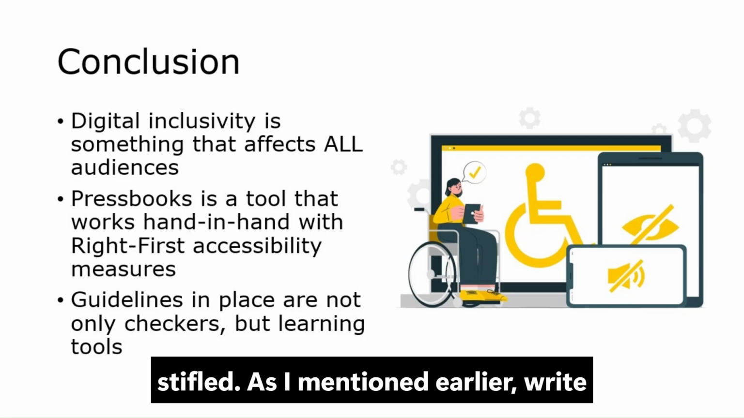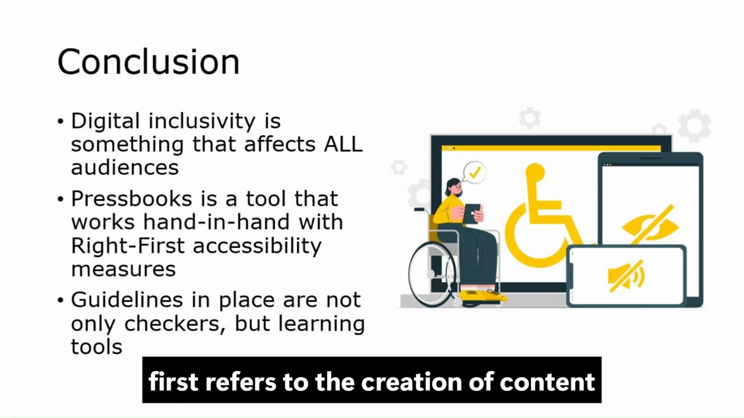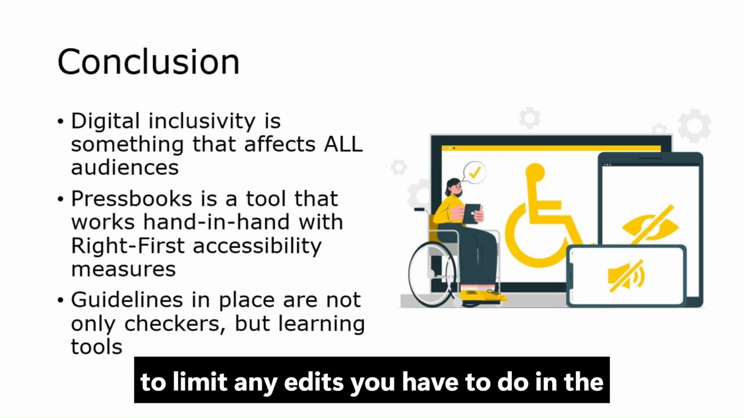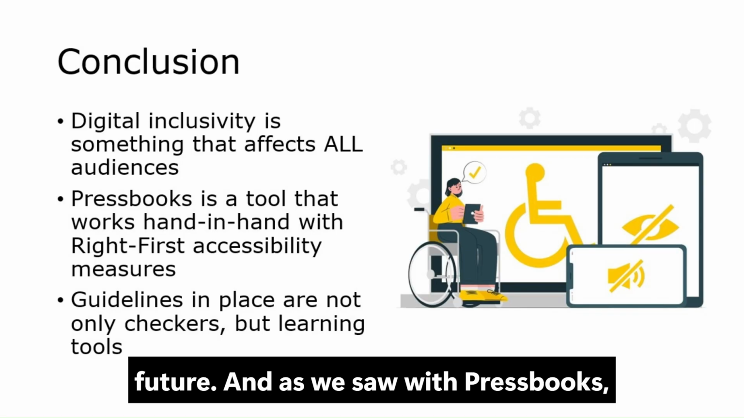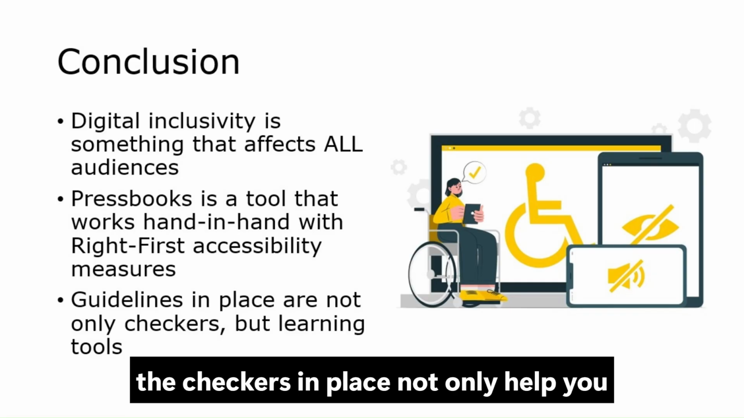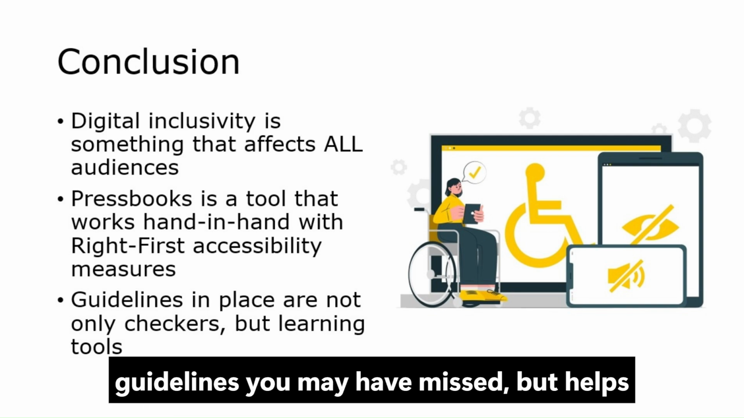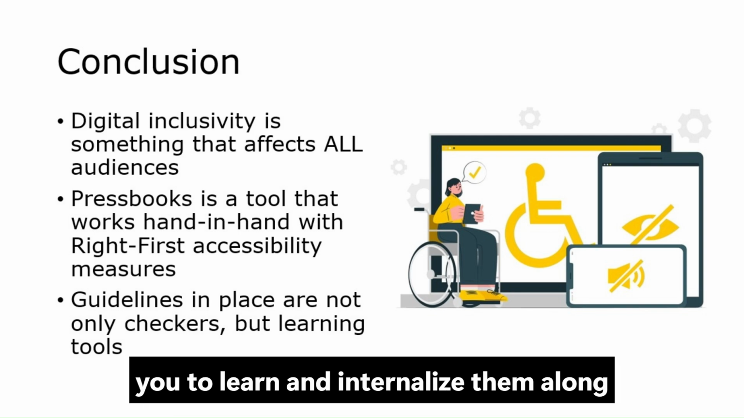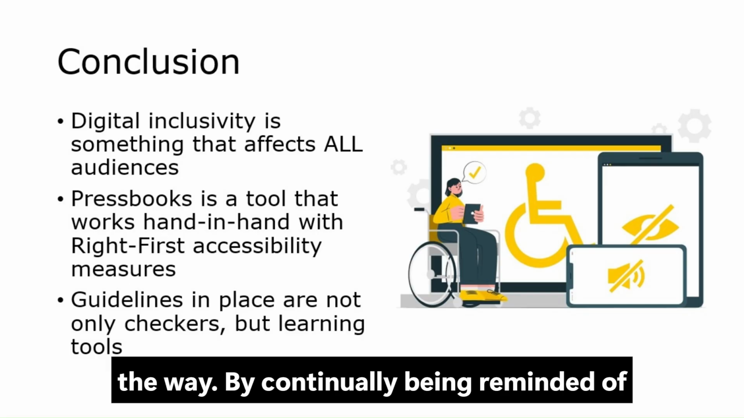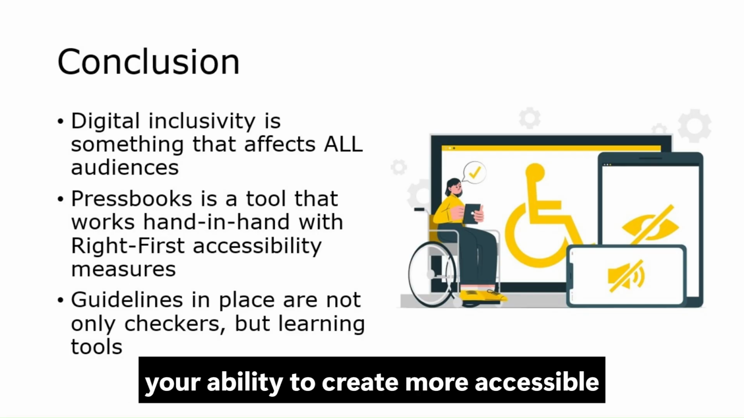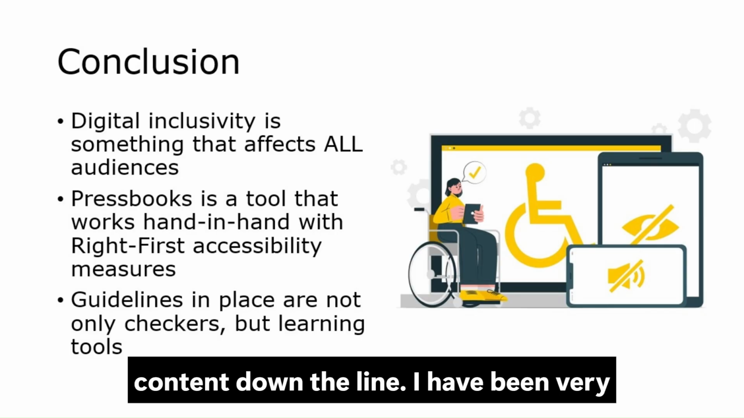As I mentioned earlier, right-first refers to the creation of content specifically with accessibility in mind to limit any edits you have to do in the future. And as we saw with Pressbooks, the checkers in place not only help you to be aware of any accessibility guidelines you may have missed, but help you to learn and internalize them along the way. By continually being reminded of these steps, you're only strengthening your ability to create more accessible content down the line.